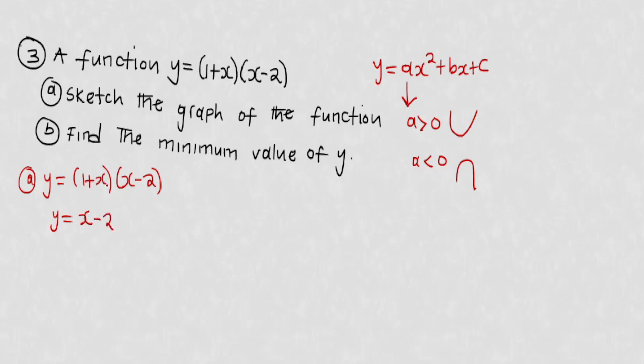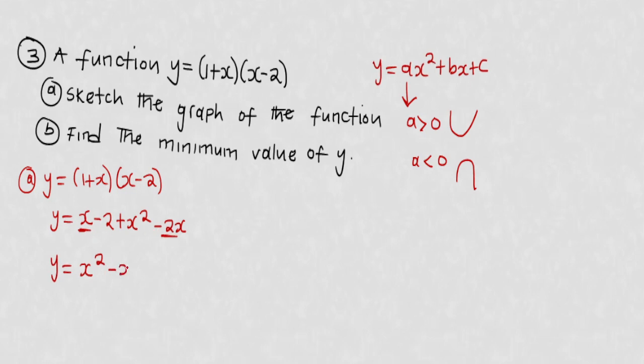Then we go to x times x, we get positive x squared. Then x times negative 2, we get negative 2x. And this will be equal to y is equal to, I'll start with the x squared first. So x squared, then x, these are like terms, x minus 2x. So what is x minus 2x?